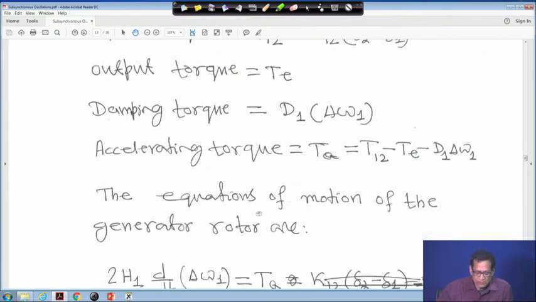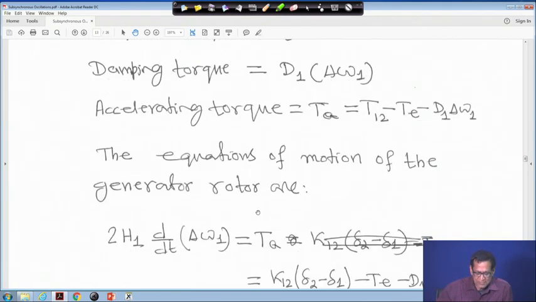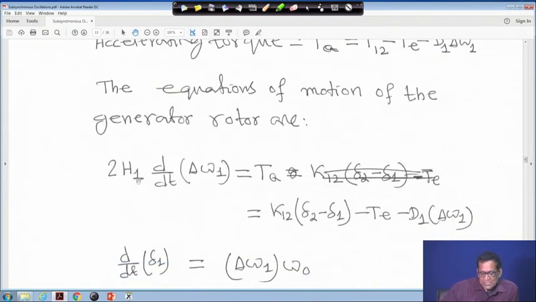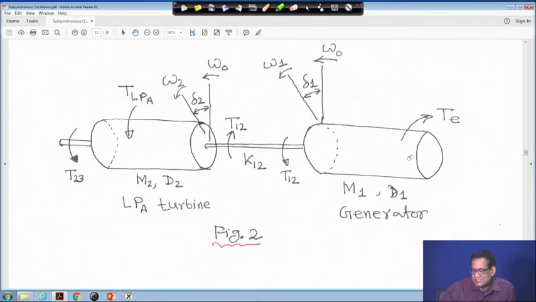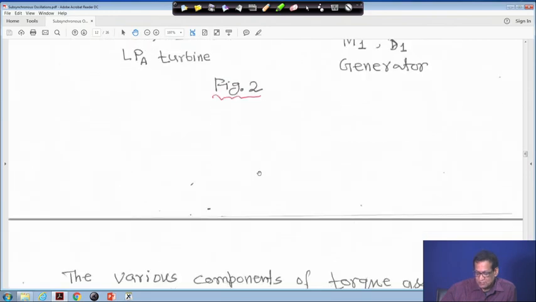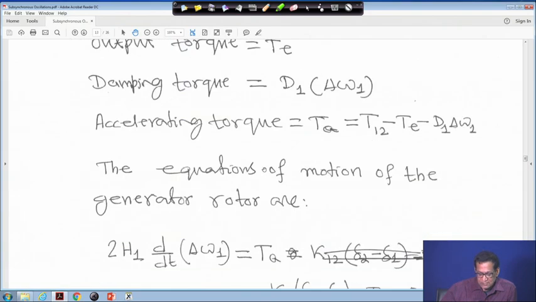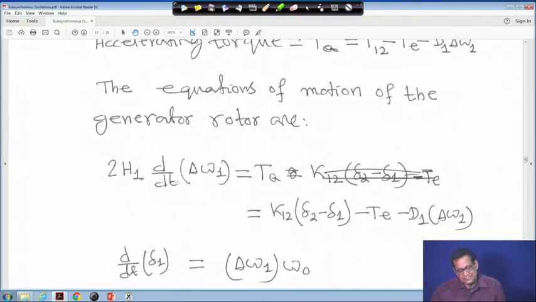So, the equation of motion of the generator rotor can then be written as 2H1 d/dt of delta omega 1 is equal to Ta. That means this is my generator part. This equation we have seen earlier also: 2H1 d/dt of delta omega is equal to Ta, which is equal to K12 (delta 2 minus delta 1) minus Te minus D1 delta omega 1.